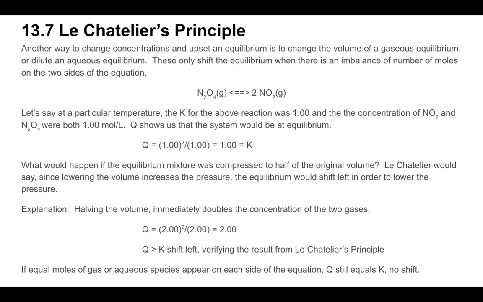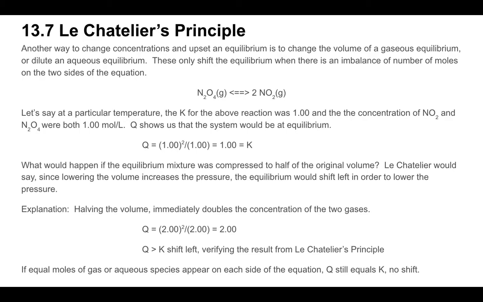Now, what I mean by an imbalance of moles, N2O4 makes two NO2s. That's an imbalance of moles. You have 1 mole of N2O4 on the left and 2 moles of NO2 on the right. So changing the volume of this system, a system where this reaction was occurring, would affect the equilibrium. It would stress the equilibrium. And Le Chatelier's principle would tell us what we would need to do.